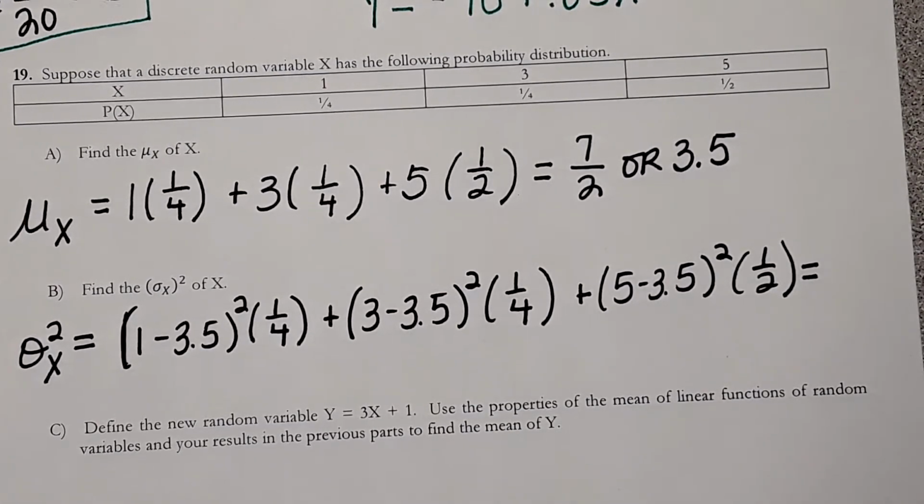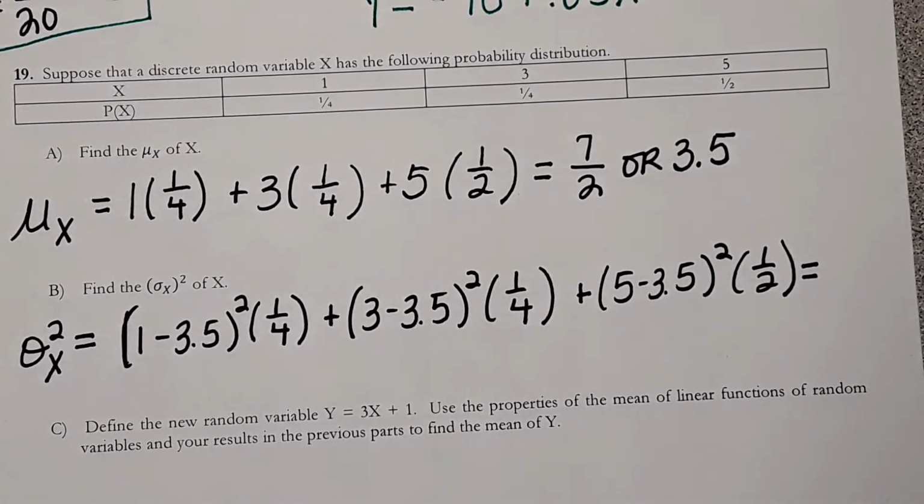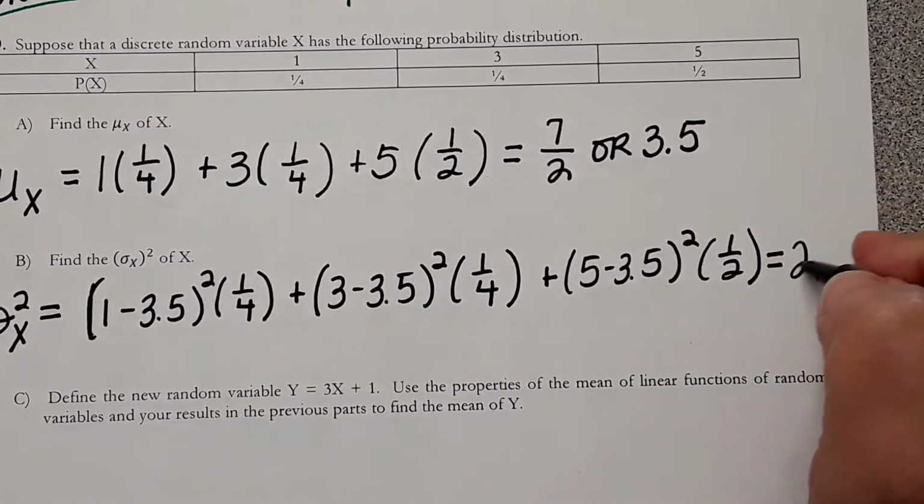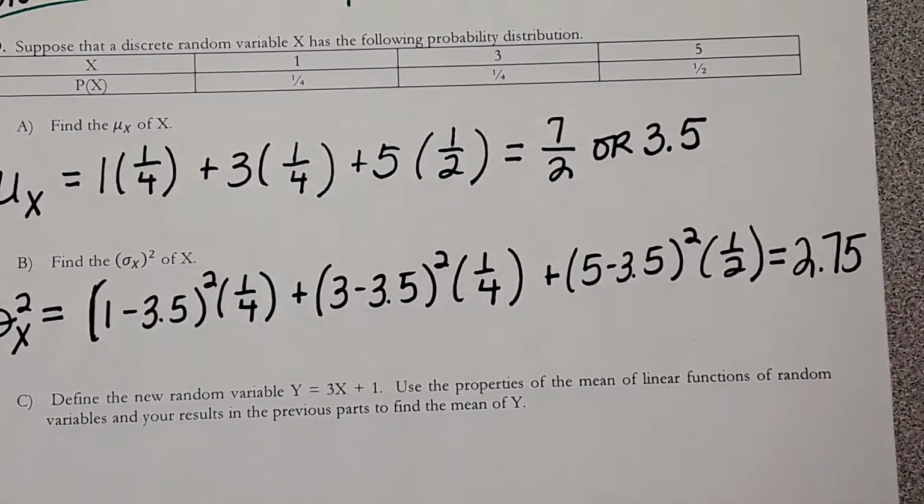And then tell me what you guys get for your answer. What did you get? 2.75. Now, remember you guys, in AP Stats, every time you do a free response question, everything builds on it, right? So, define the new variable y equals 3x plus 1. Use the properties of the mean of a linear function of random variables and your results from the previous parts to find the mean of y.